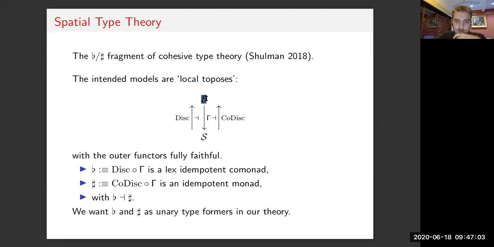So we have some topos here, and then the global sections functor has both a left and a right adjoint. The idea is we should be thinking of objects of this category as spaces with structure of some kind. And then the two functors on the left and right equip any space with the discrete version of that structure or the co-discrete version of that structure. So the flat type former is when you take the round trip that goes down to spaces and then up discretely. And the sharp type former is when you go down and then up co-discretely. So flat is a left exact idempotent comonad, sharp is an idempotent monad, flat is adjoint to sharp, and we want a type theory which captures these operations.